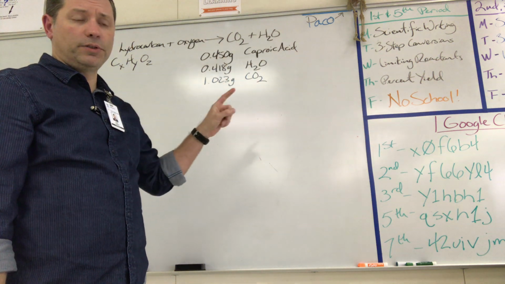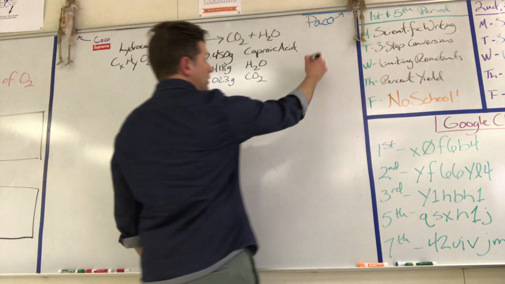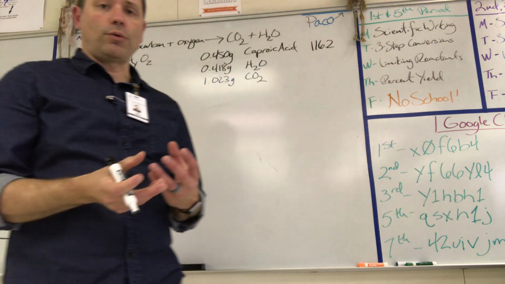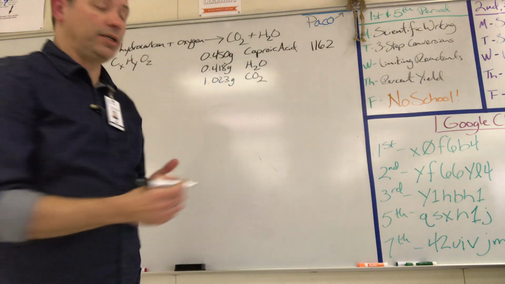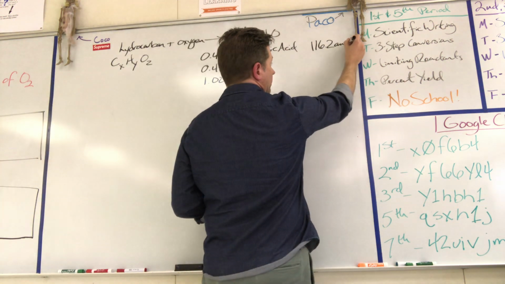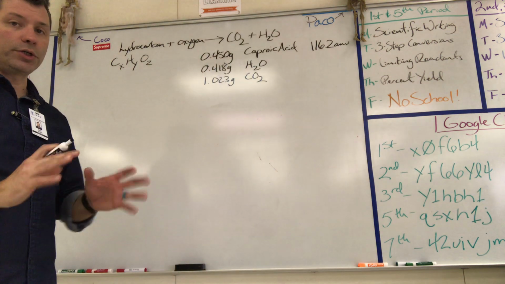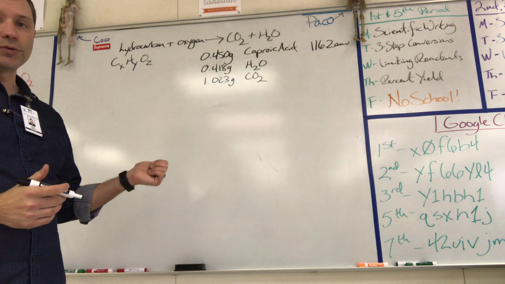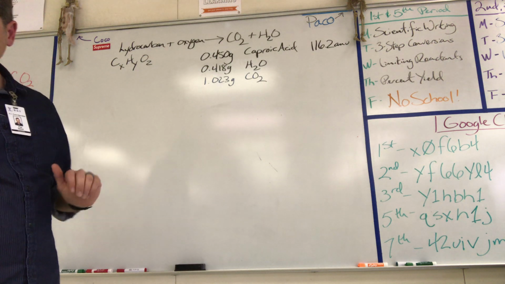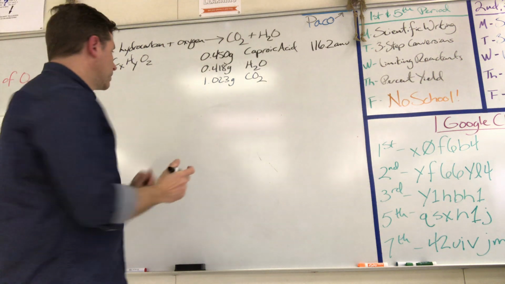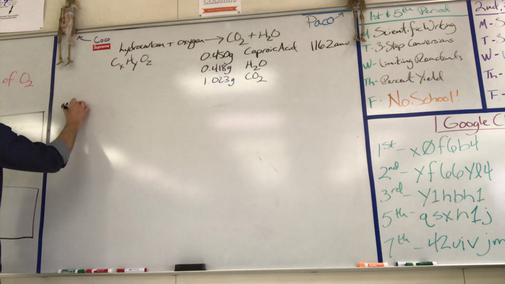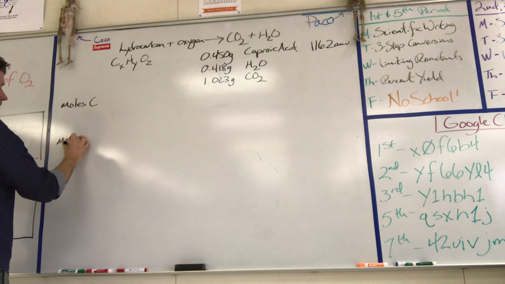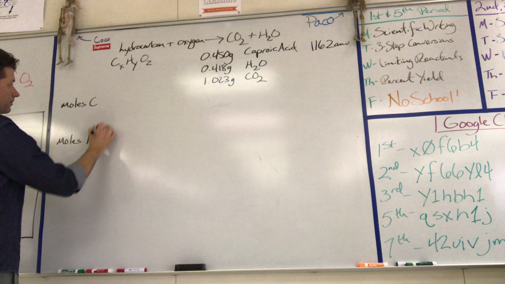One last piece of information that's given to us is caproic acid's AMU, or molecular weight, is 116.2 AMUs. So that's what we're going to use at the very end. So the first thing we need to do is get to moles of carbon. So we're going to do moles of carbon, and then moles of hydrogen.